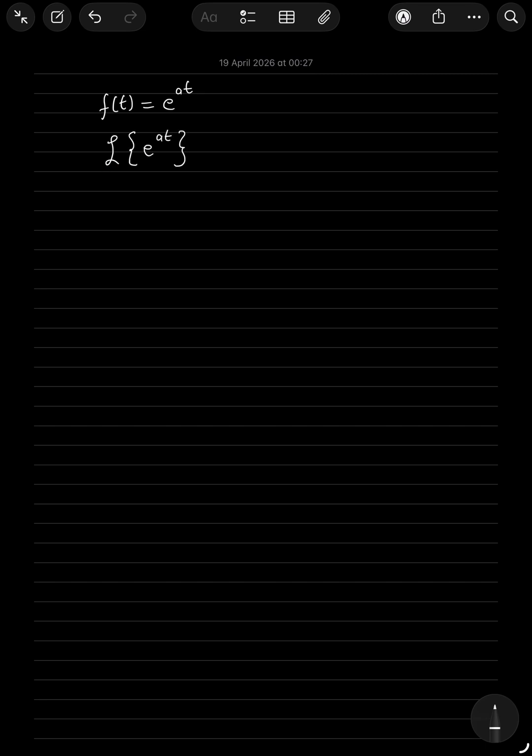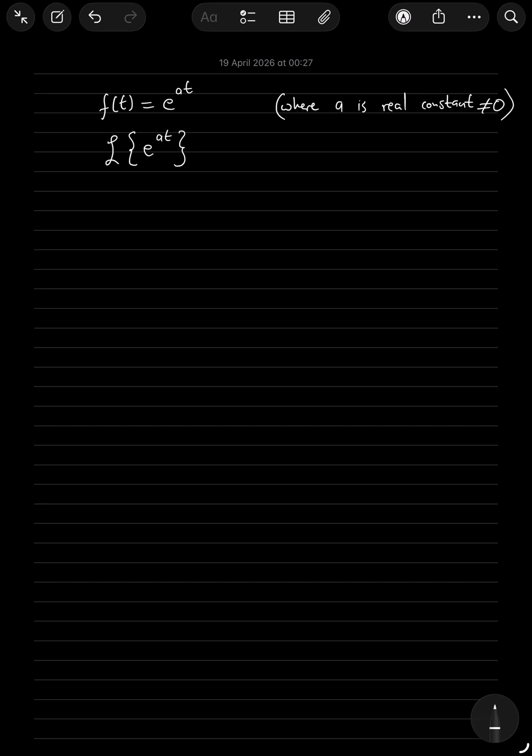Obviously, a is a constant. So we are saying where a is a real constant that is not equal to 0. So this is very important. A is a real constant and is not equal to 0.